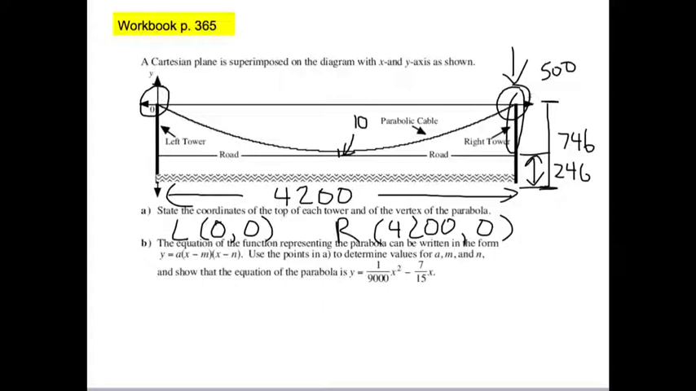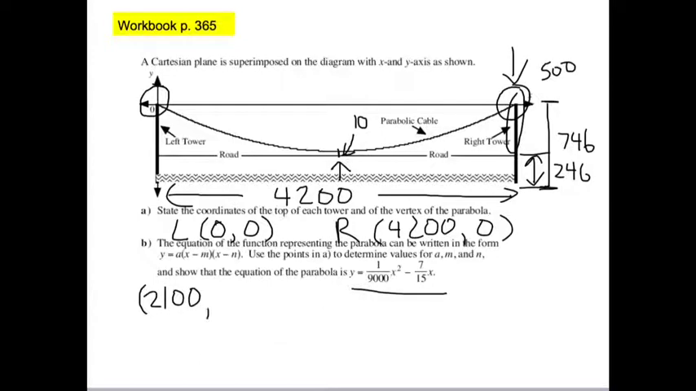So in B, the equation of the function representing the parabola can be written in the form y is equal to a, x minus m, x minus n. Use the points in A to determine values for a, m, and n, and show that the equation is this one right here. It'll probably be helpful to figure out the vertex before we go any further. We know that the vertex is going to be the middle part of that parabola. So the x is going to be about 4,200 divided by 2. So x is going to be about 2,100.